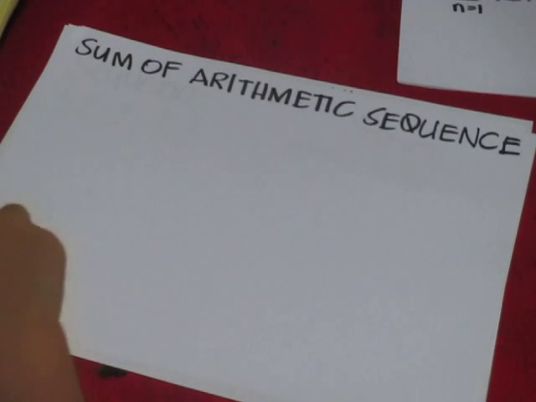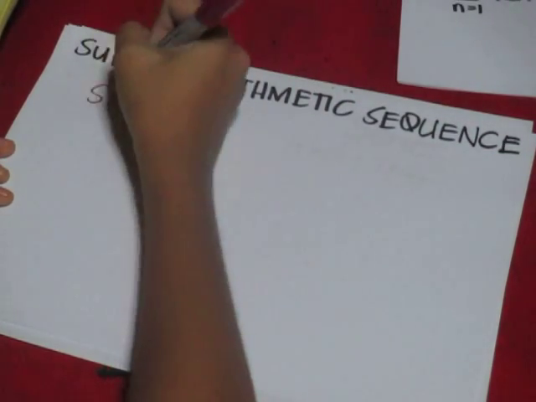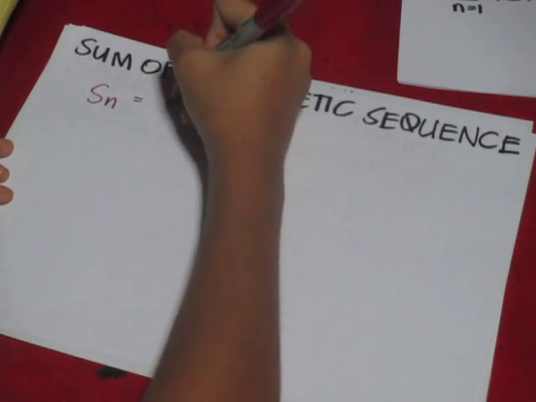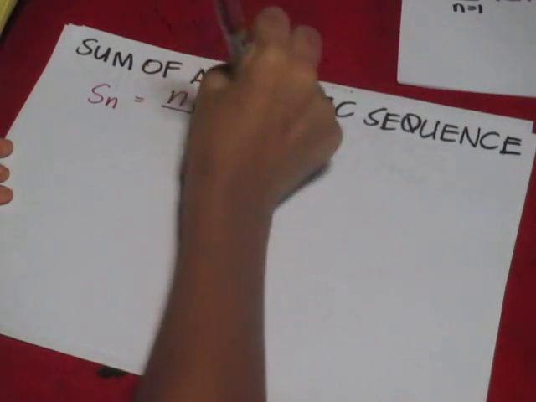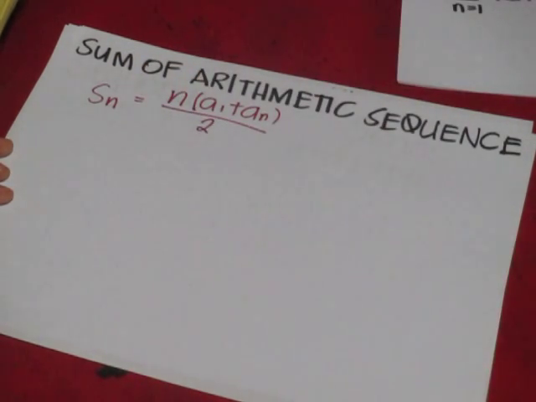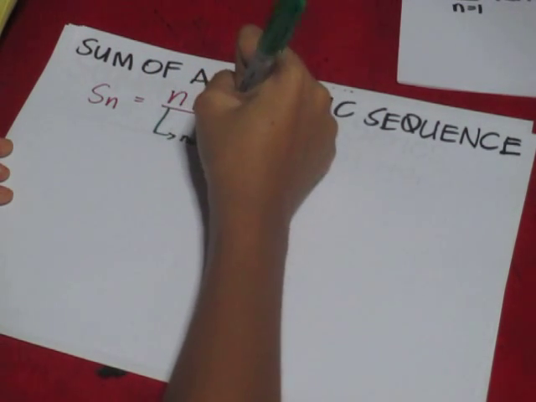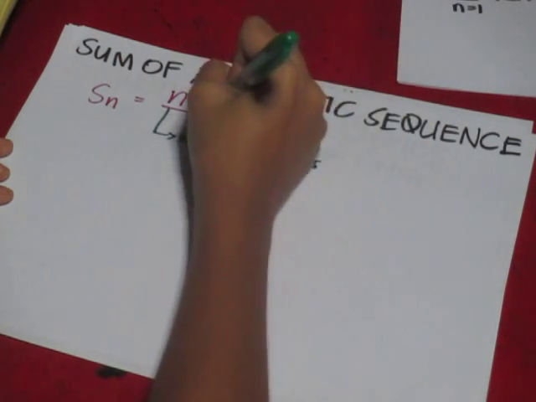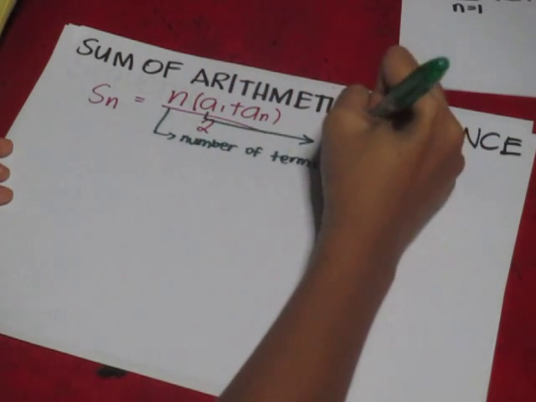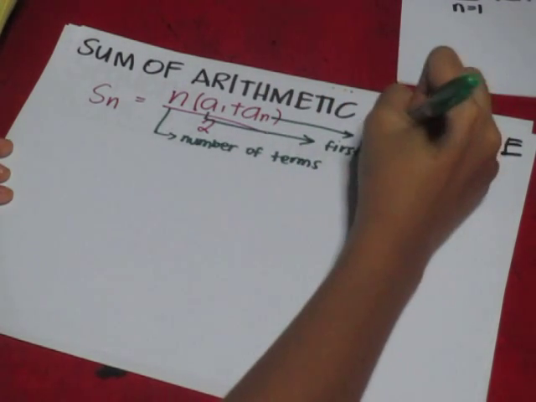So next we're going to talk about the sum of an arithmetic sequence. We have this formula: S sub n is equal to n times the quantity a sub 1 plus a sub n, all over 2. n is the number of terms, a sub 1 is our first term, and a sub n is the last term.